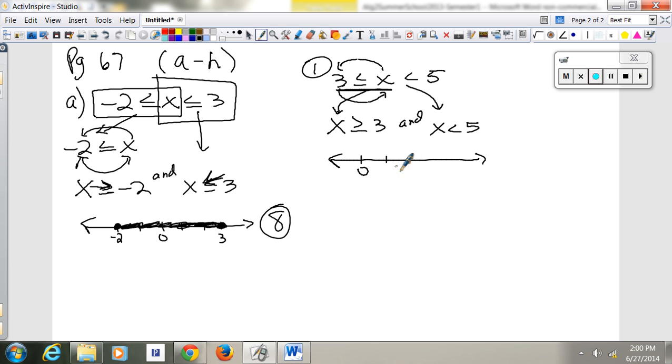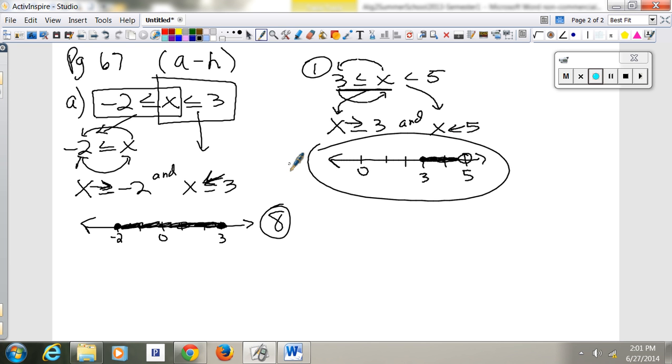So 0, 1, 2, 3, 4, 5. Here's 3, here's 5. You're going to make a closed dot at 3, but an open circle at 5. Does not include 5. It's not equal to 5. And then greater than 3 would be to the right, less than 5 would be to the left. So the only answer here would be 3 and 4 of the whole numbers. All these fractions are right answers, but as far as whole numbers, 3 and 4 were the only two positive number answers that would fit in there. So that would be your answer to number 1.